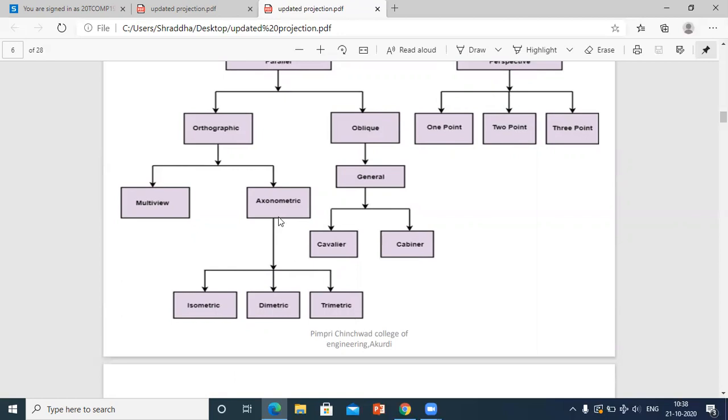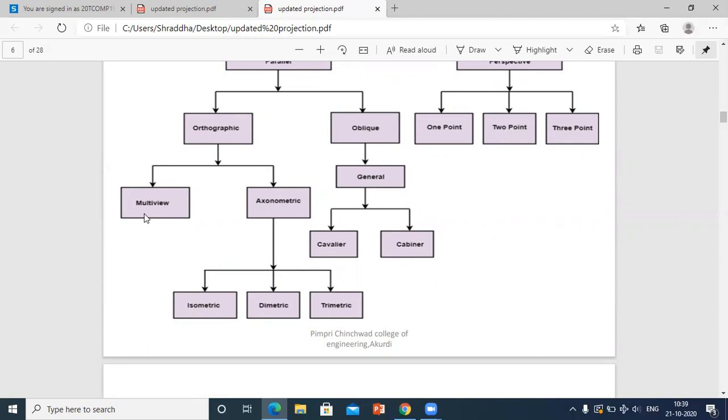These axonometric projections are the mainly used projection techniques in this particular part. But this does not mean that multi-view is not used. Multi-view is also used, but it is not there for you all currently studying. But I will just tell you what multi-view means.